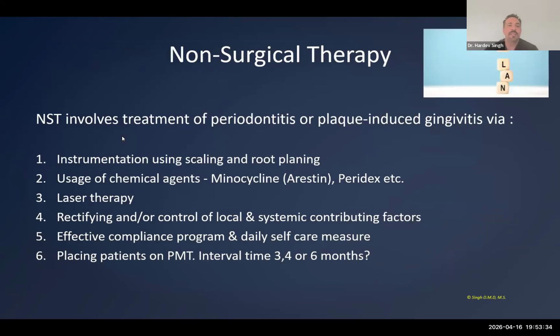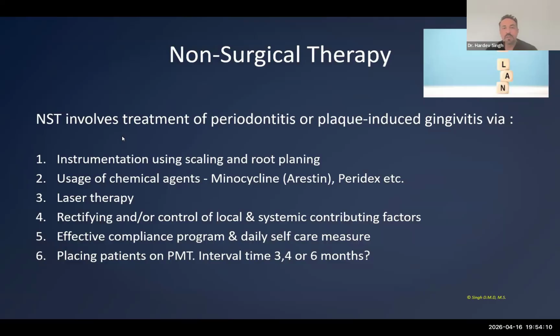So what else does it involve other than scaling and root planing? Well, I alluded to chemical agents such as minocycline, Arestin, putting patients on Peridex. I also put a patient in certain cases with aggressive periodontitis, after I treat them, on a low dose sub-antimicrobial dosage of Periostat, which is doxycycline hyclate, 20 milligrams for a minimum of 3 months BID. Laser therapy is great. I am a big proponent of all of these measures.